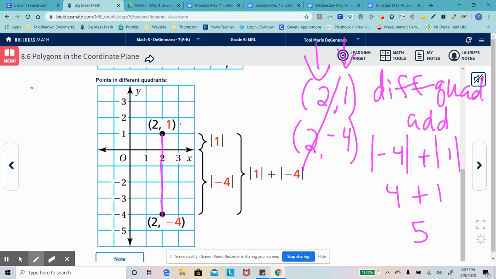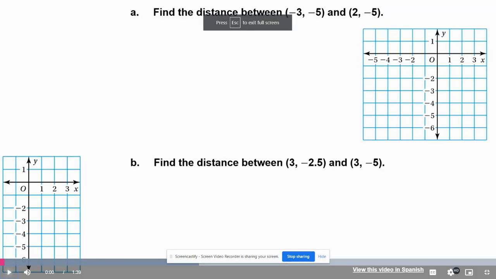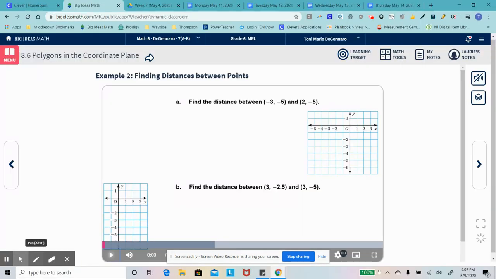Okay, so now let's go to the example. I did find out from the last video I practiced with that when I played the video, the volume actually didn't work. So I'm going to do what I usually do in class. I'm going to play it, pause it, and then enlarge it. All right, actually, no, I have to make it small so I can do the writing. Okay, so it says find the distance between -3, -5 and 2, -5.